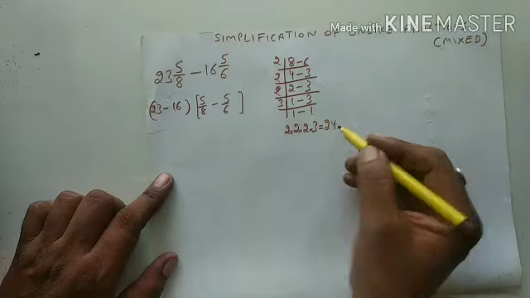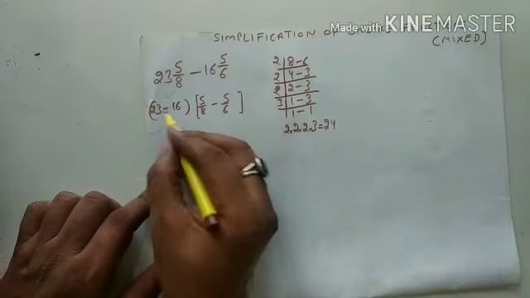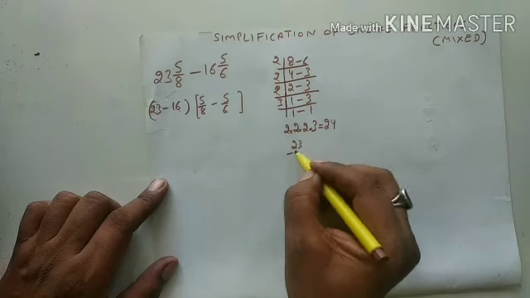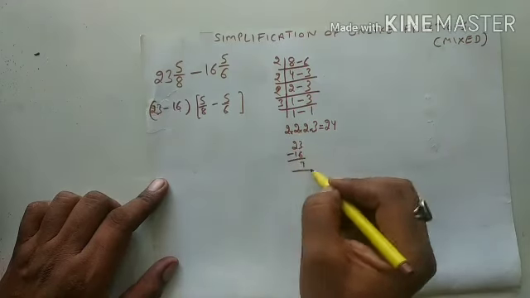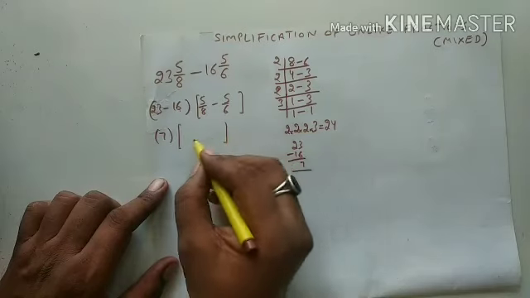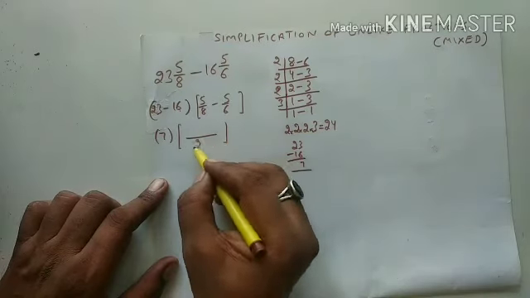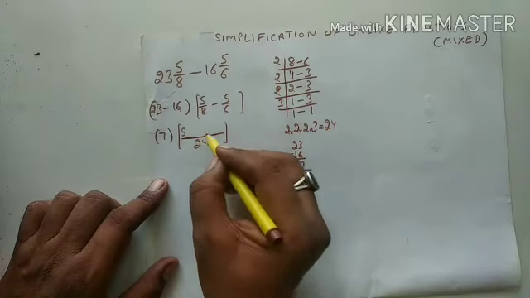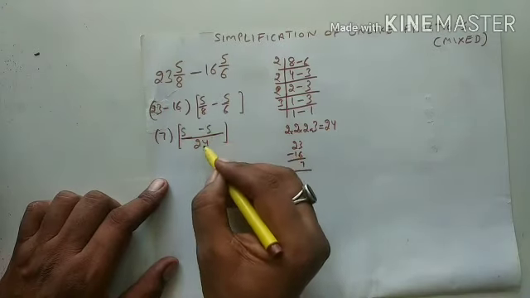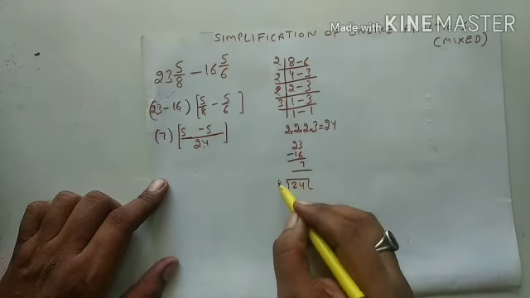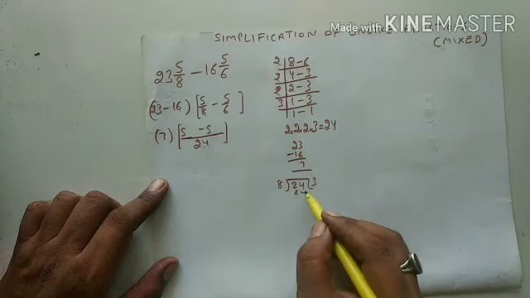Okay, so 23 minus 16, that is 7. So I will write 7 in the bracket, and here 24 is the denominator. Now 24 divided by 8, the answer is 3.